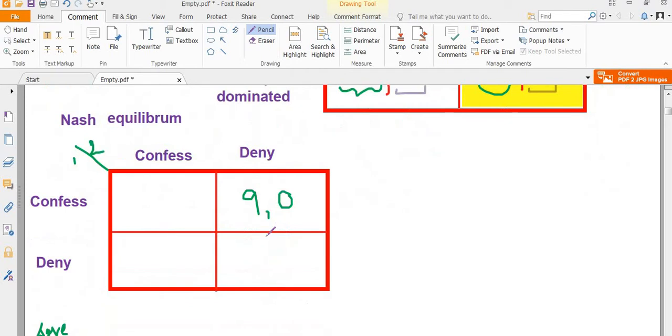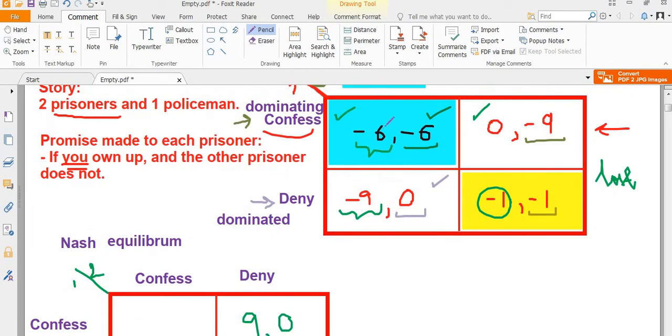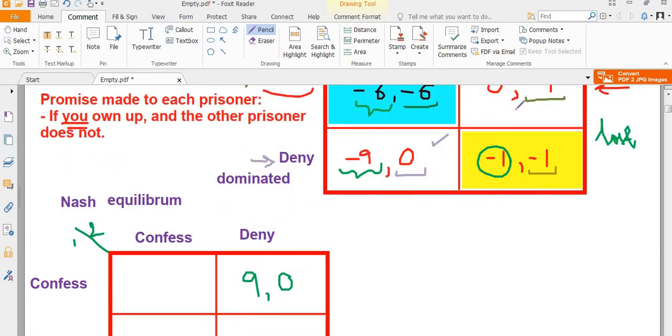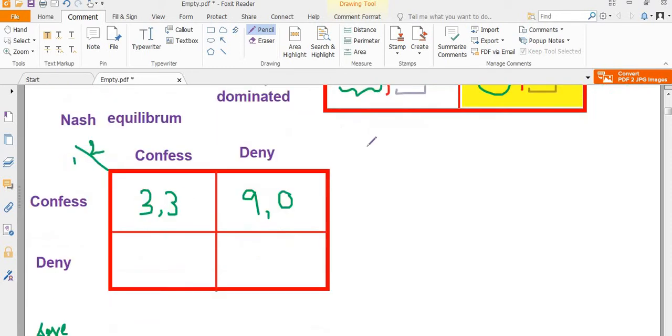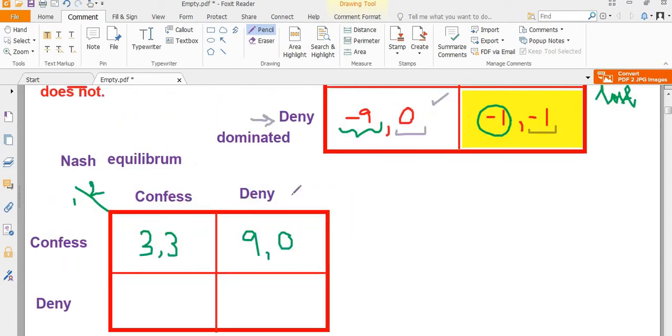He saves 0 years. Similarly, if I lose 6 years, whereas the worst possible scenario was actually losing 9 years, that is this minus 9, I actually end up saving 3 years. So my friend here also saves 3 years if both of us confess.